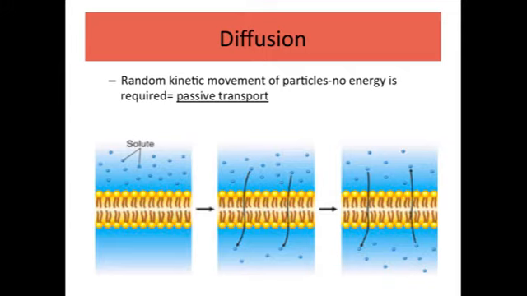Now, this involves random kinetic movement of particles. No energy is being applied to this situation, and when no energy is being applied and you have movement of molecules, we call that passive transport. So when we have things moving across a membrane, it's either going to passively move with no energy, or it might actively move, in which case energy is going to be required. Diffusion only involves passive transport because we're never going to put energy into this situation.